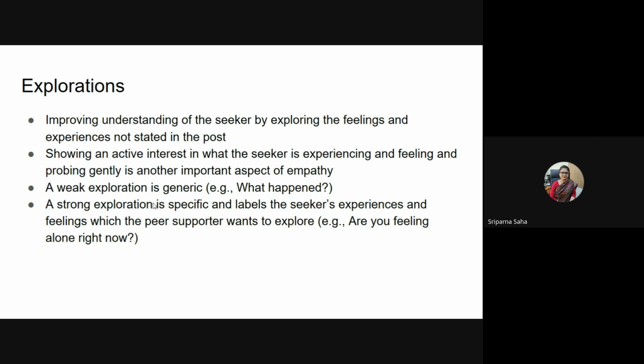Then there are explorations, improving understanding of the seeker by exploring the feelings and experiences not stated in the post, showing an active interest in what the seeker is experiencing and feeling. Probing gently is another important aspect of empathy. A weak exploration is generic: what happened? A strong exploration is specific and labels the seeker's experiences and feelings which the peer supporter wants to explore: are you feeling alone right now?